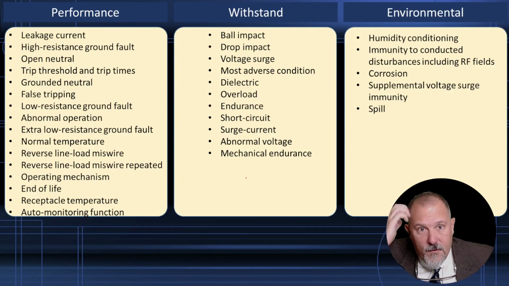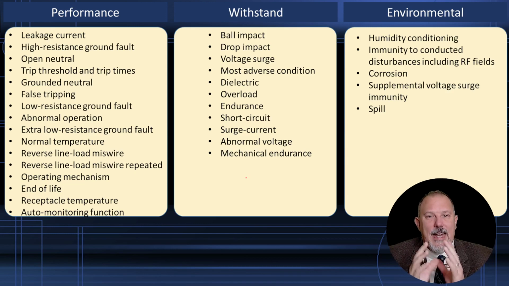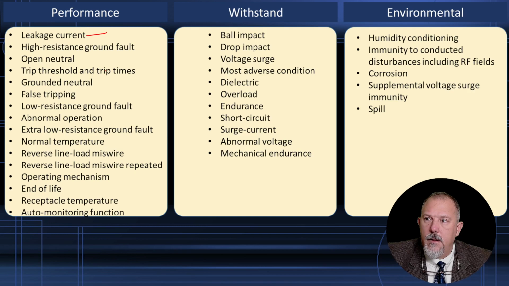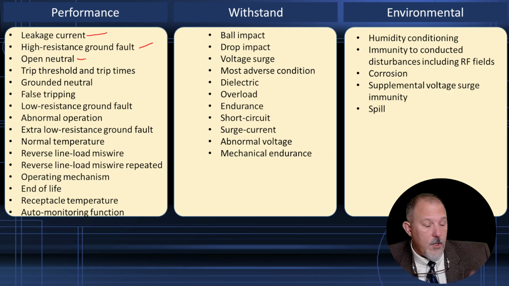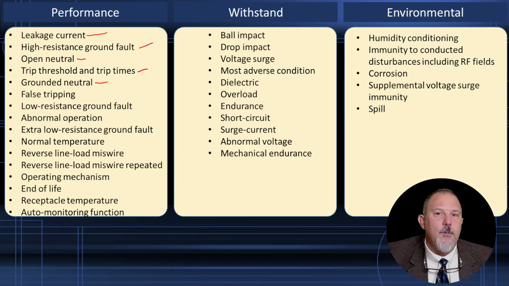Now, these are the performance, the withstand, the environmental. If I looked at UL 943, I could categorize the tests into these three categories: a performance test, a withstand test, and an environmental test. From a performance perspective, I'm looking at leakage currents. I have to think about a high resistance ground fault. I have to think about the open neutral. We talked about that on the portable GFCI. I have to think about my trip thresholds, the 4 to 6 milliamps, and my time, that curve that we just looked at. I have to be able to detect that grounded neutral that's out in the circuit.